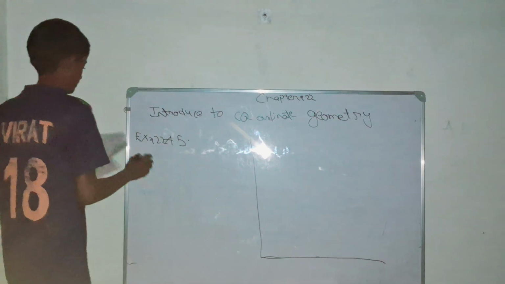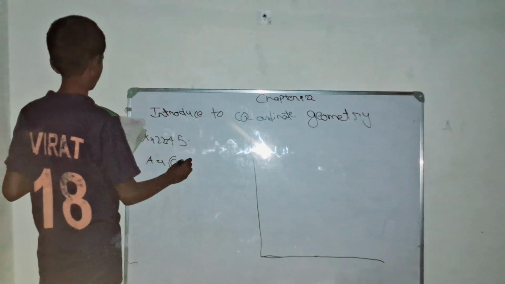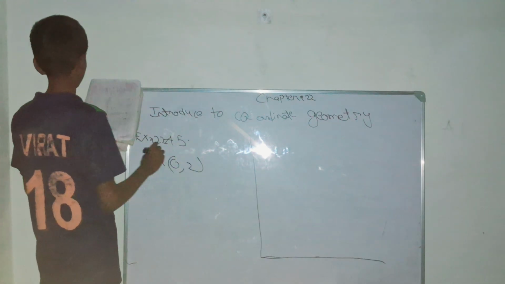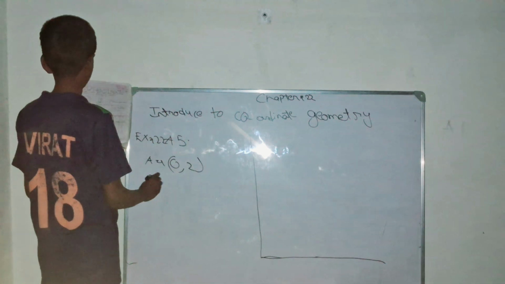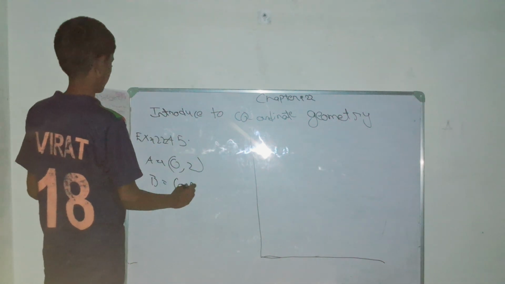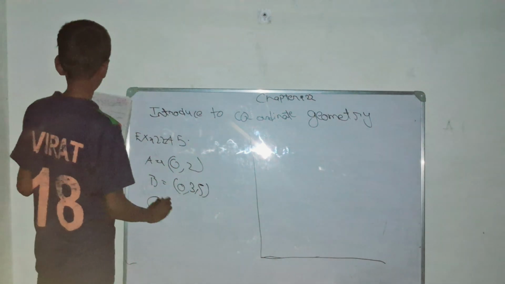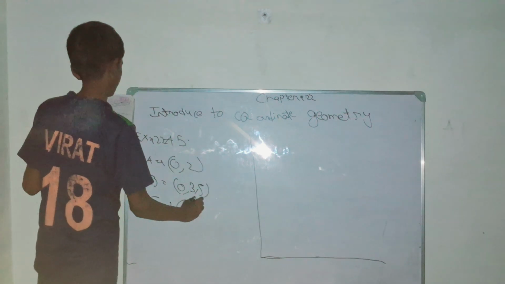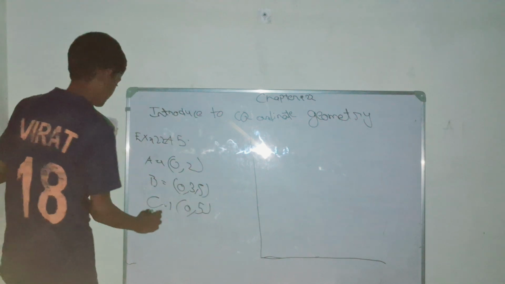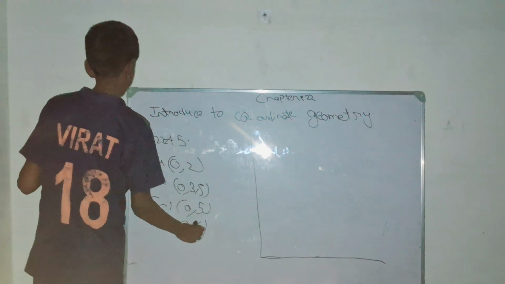So the values are given. I can write it. First, A: abscissa 0 and ordinate 2. B: abscissa 0 and ordinate 3.5. C: abscissa 0 and ordinate 5. And last D: abscissa 0, ordinate 6.